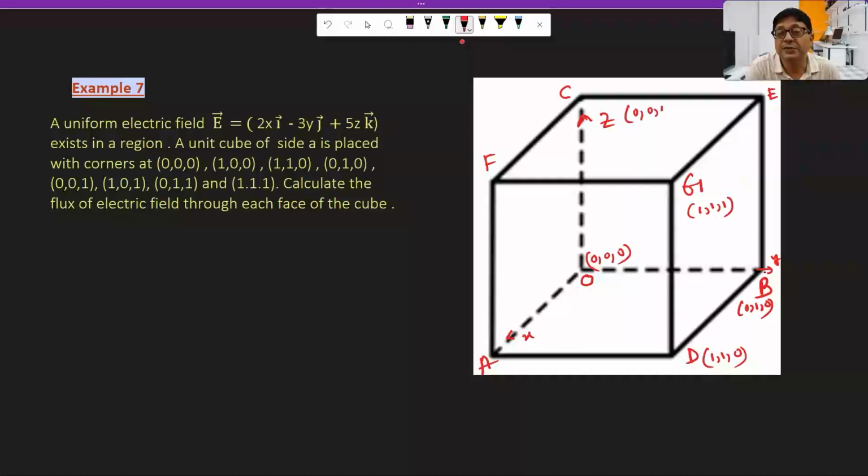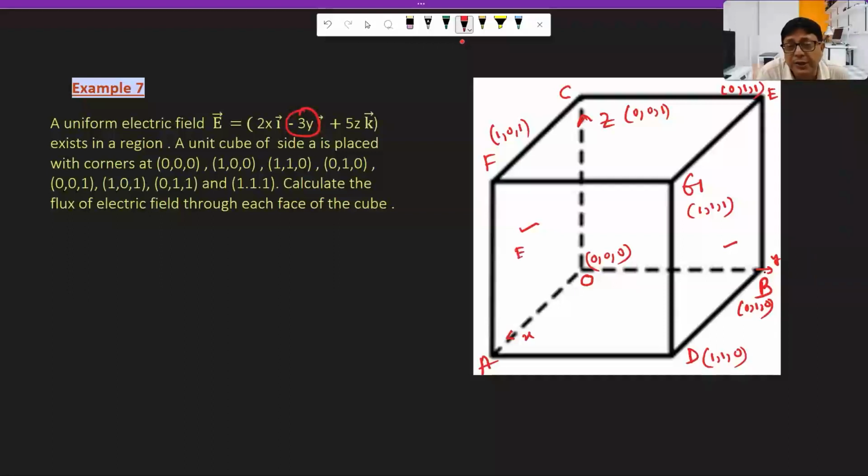Along z axis 0, 0, 1. This is xz plane, y is 0, 1, 0, 1. And this one is the yz plane, x coordinate 0, 0, 1, 1. Clear? All vertices are there. But here electric field is changing. See, along y-axis if we take into consideration, it is minus 3y. So when you consider along y-axis this face and this opposite face is there, electric field value here, y is 0 because this is connected to the origin.